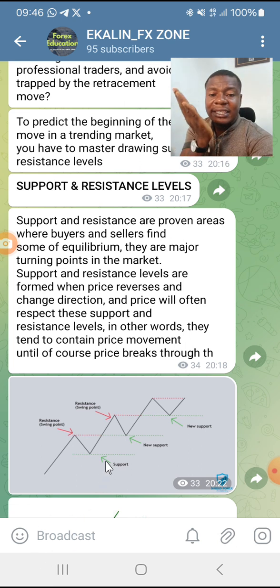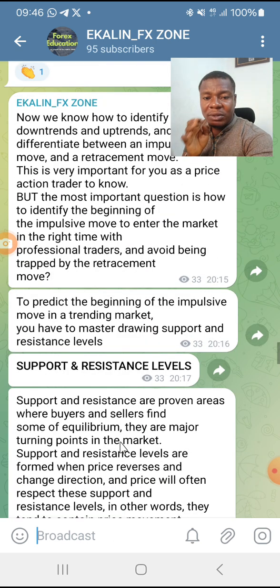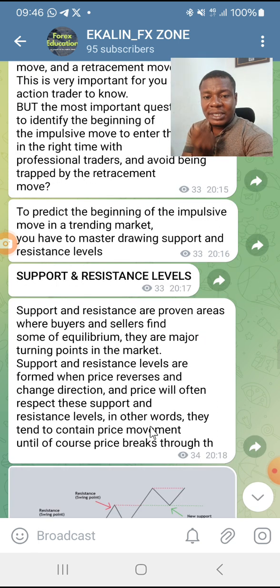if the market is in an uptrend. That is the right time to enter the market and the right time to exit. Okay, and then if the market is in a downtrend, the right time to enter and the right time to exit. So this brings us to another important topic which we'll be using in our entries, that is support and resistance levels. Now, what are support and resistance levels?